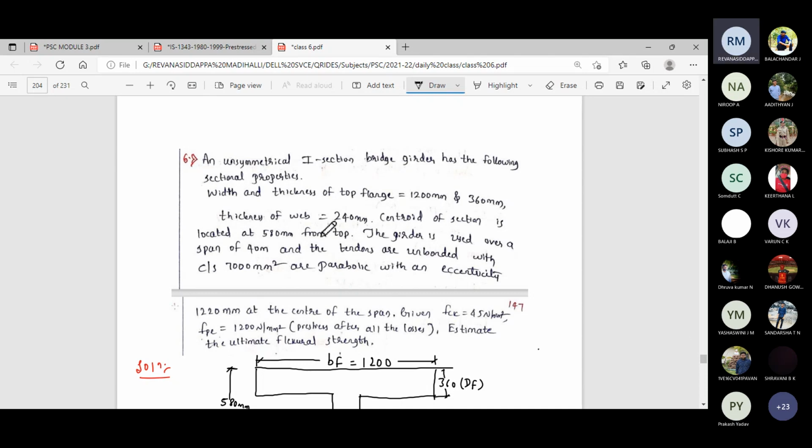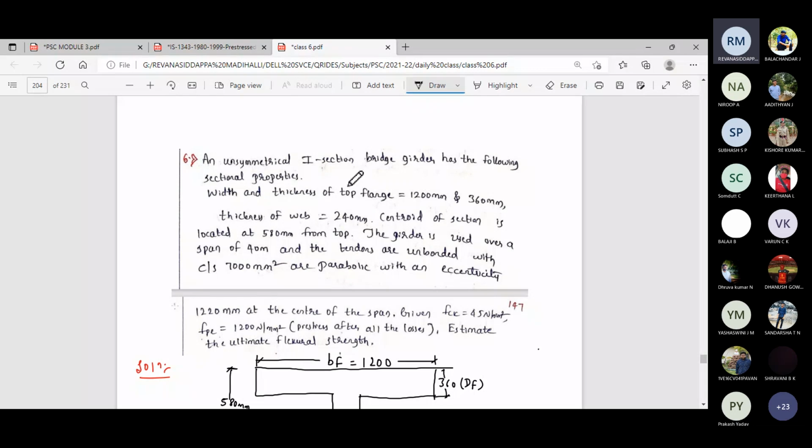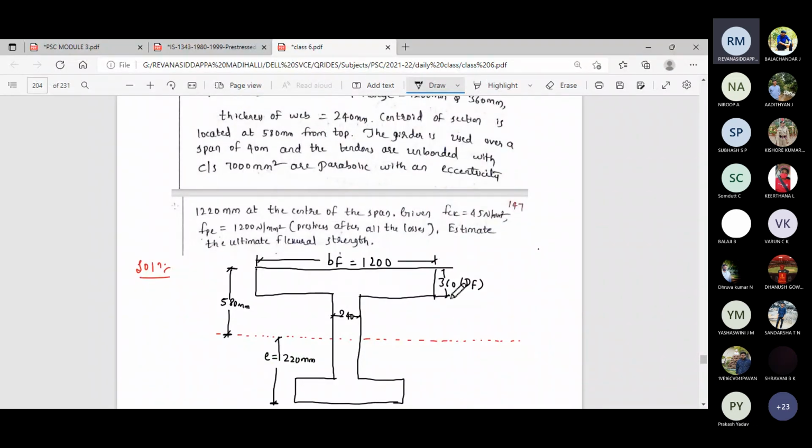Okay. Just go through the problem. I have written the diagram. An unsymmetrical I section bridge girder has the following sectional properties. Width and thickness of top flange is 1200 by 360. 1200 by 360 is the sectional dimensions of the top flange.